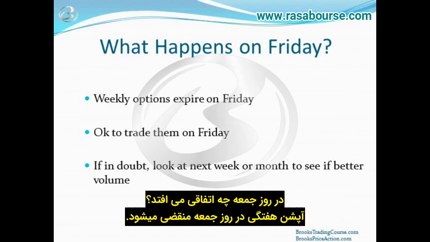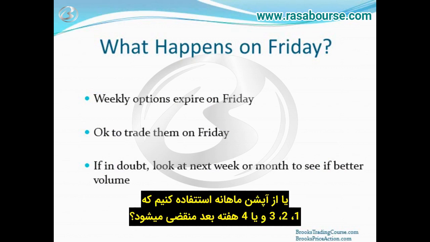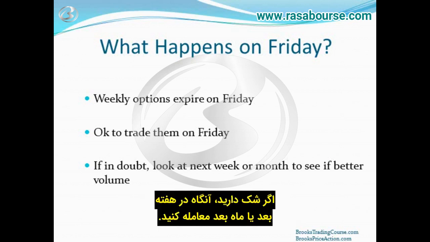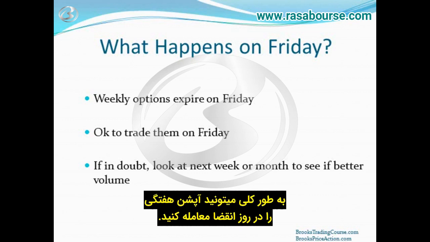Okay, what happens on Friday? Weekly options, they expire every Friday. What about trading them on a Friday? Should I be trading next week or the monthly option, which might expire 2, 3, 4 weeks out? If in doubt, always trade the next week or the next month to make sure that you're trading an option that has good volume. In general, you can trade weekly options on expiration day.